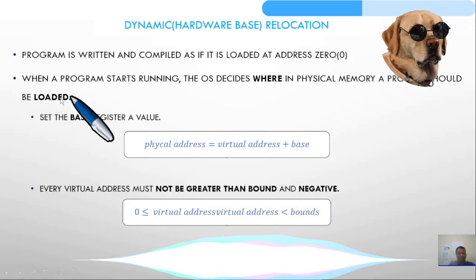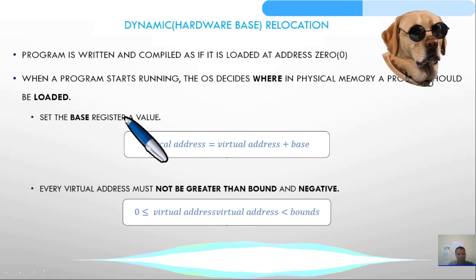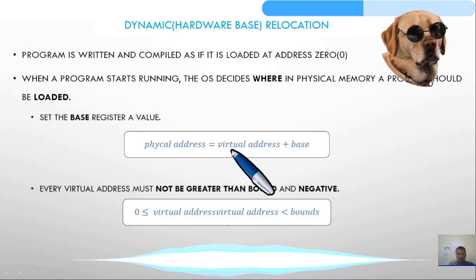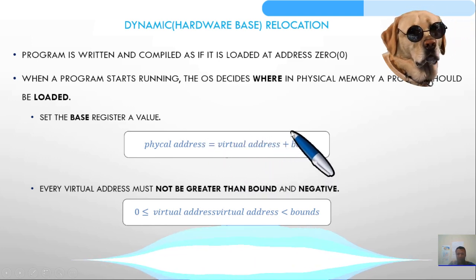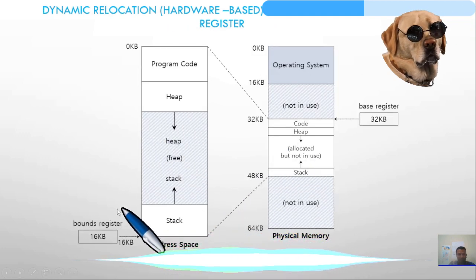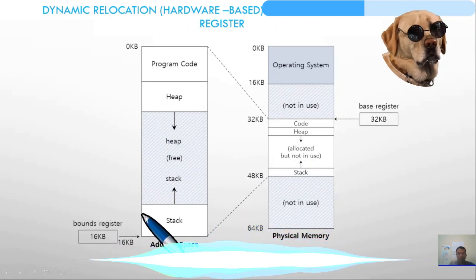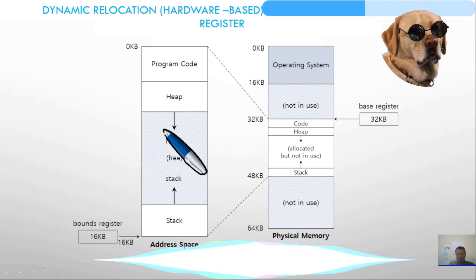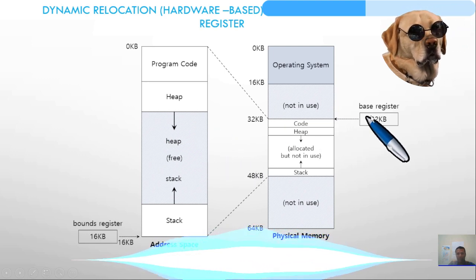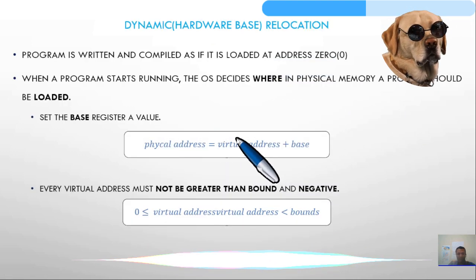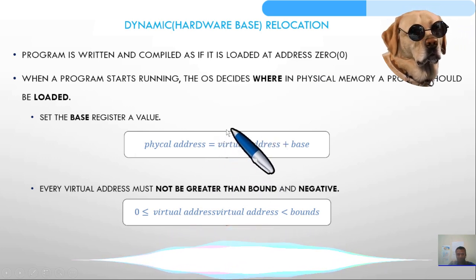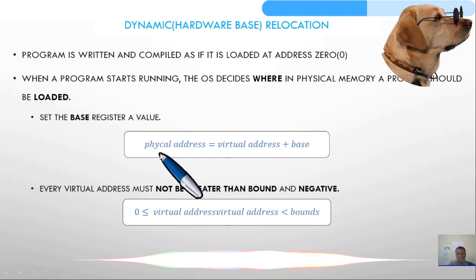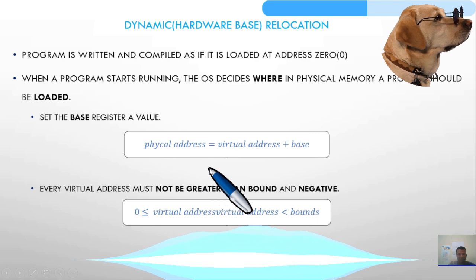So what happens is, set the base register a value. Physical address always is equal to the virtual address plus the base. So as you can see, we have the bound register. Whatever address you have here, the physical address will always be the base register plus the virtual address. So once you know the virtual address, you add it to the base register, then you will get the physical address where the whole code and everything reside in the system.